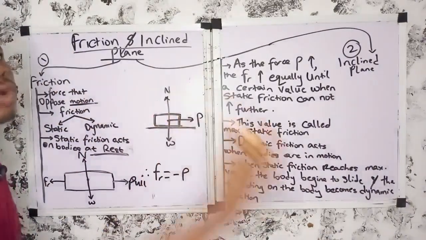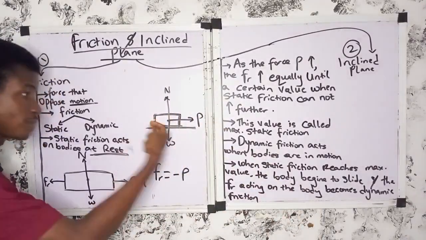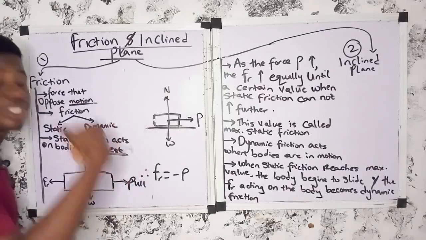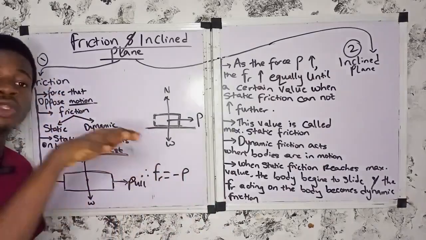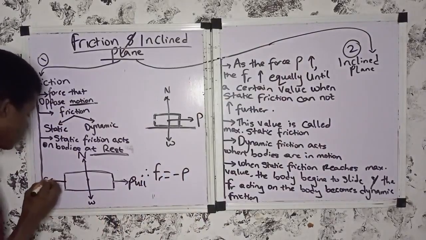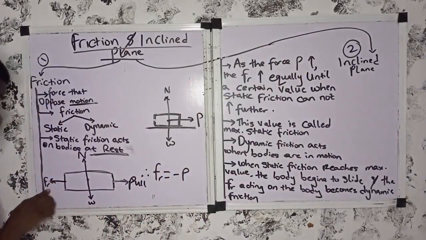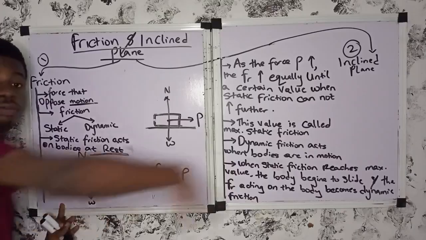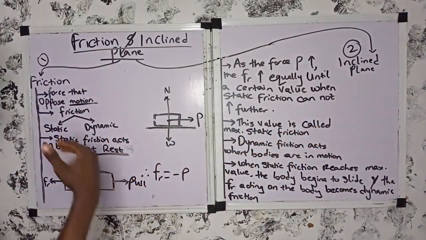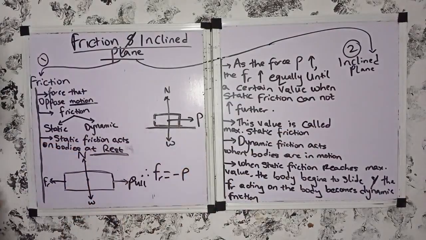Friction. There will be a friction acting opposite to this motion, trying to keep this body at rest. So that is what you see in this diagram here. This is the force trying to pull the body to this side, and this is the frictional force trying to oppose the motion in the opposite side.